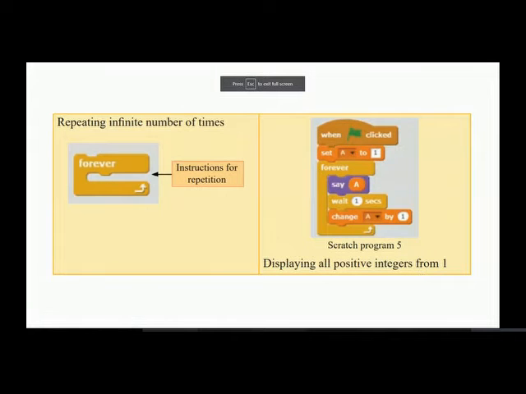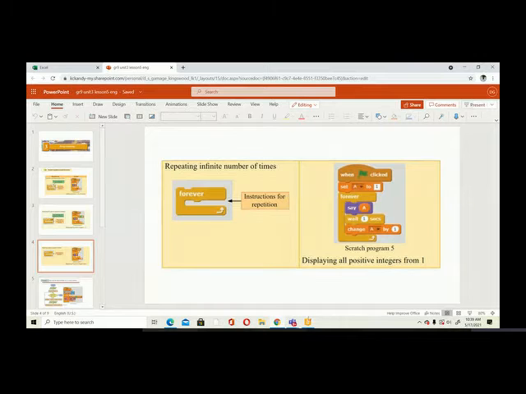So the next block is forever. Forever means you can repeat an infinite number of times. It can go on and on and on, right? It will never stop. Now let's see the same program. We will use this forever block.